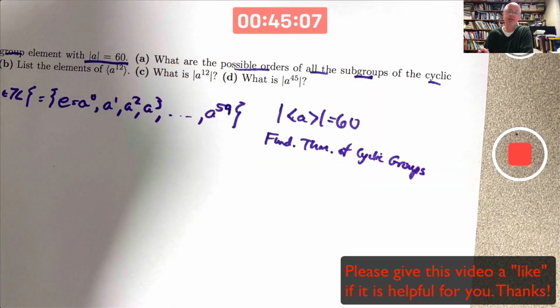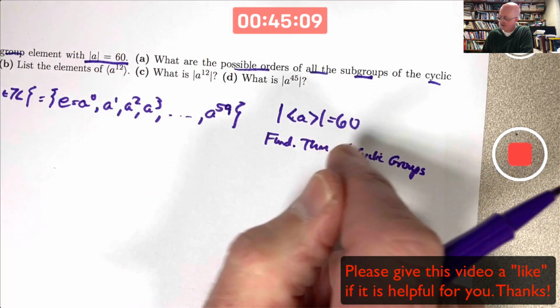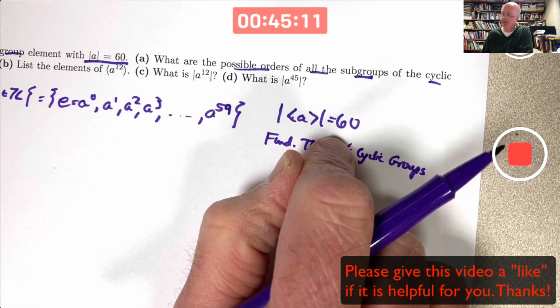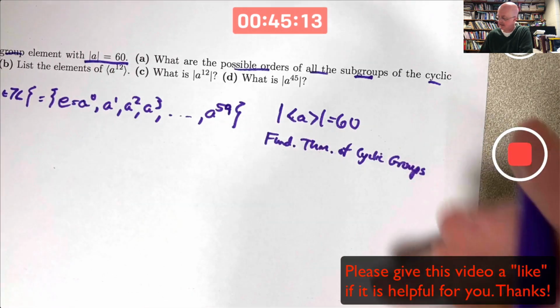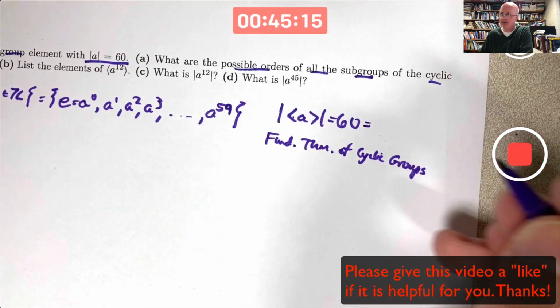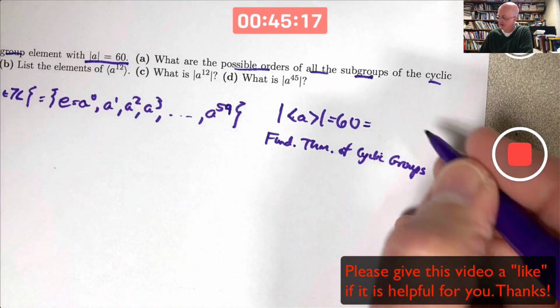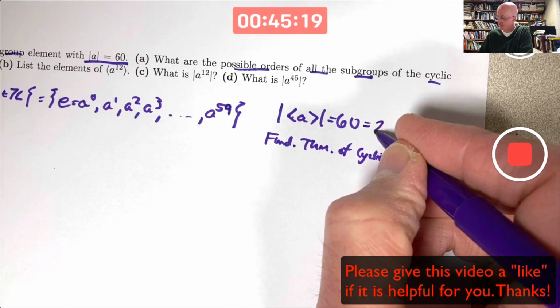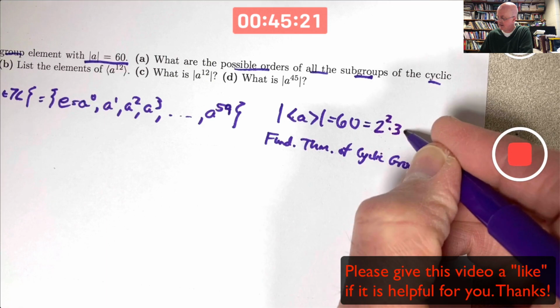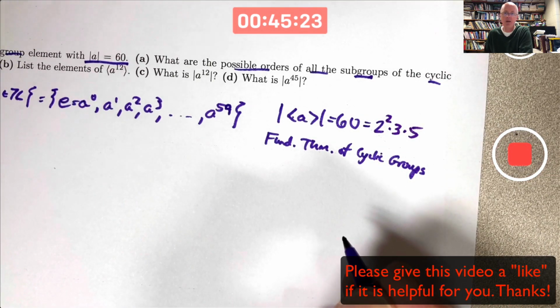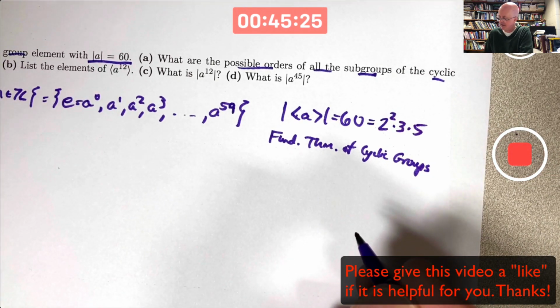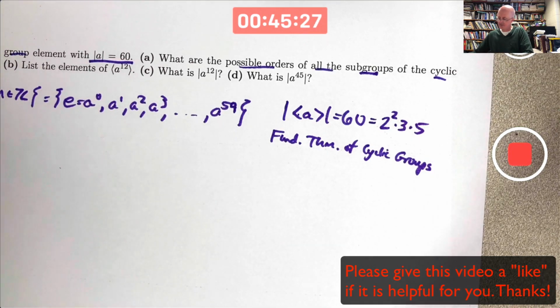You can actually say there is exactly one subgroup for each divisor, each positive divisor of, in this case, 60. 60 is 5 times 12, 12 is 3 times 4. 60 can be factored as 2 squared times 3 times 5. That is its prime factorization. And that helps you figure out the possible orders.